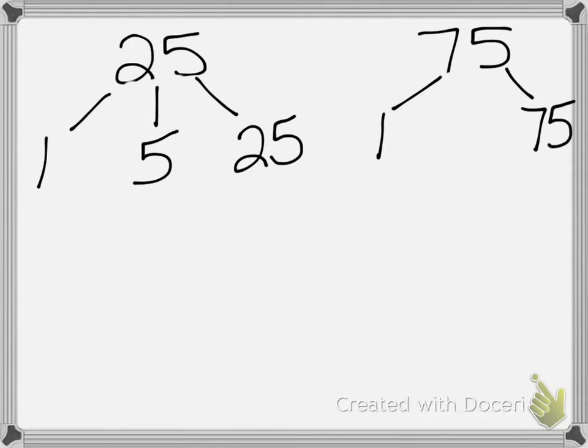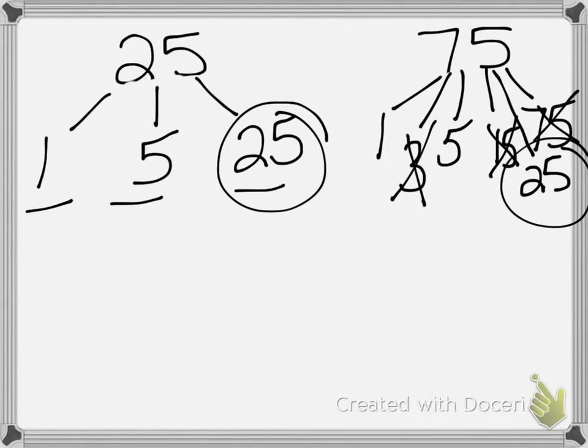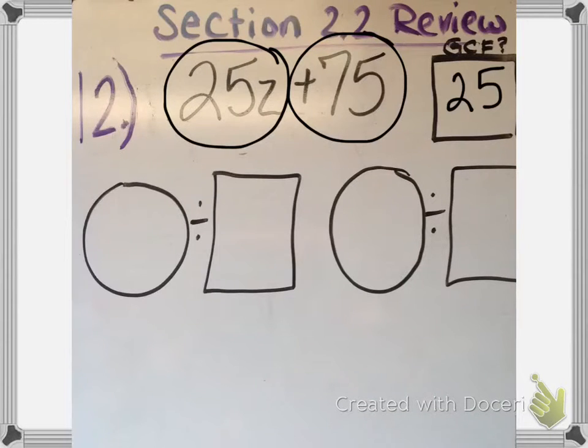1 times 75 does equal 75, and 5 times 15 equals 75. 25 does divide into 75 3 times. So those are the only numbers that we needed to look at, and they're all in 75. We don't need to worry about the 3, we don't need to worry about the 15 or the 75. The highest number out of all those is 25, so your greatest common factor is 25. So I'll write that in the box.